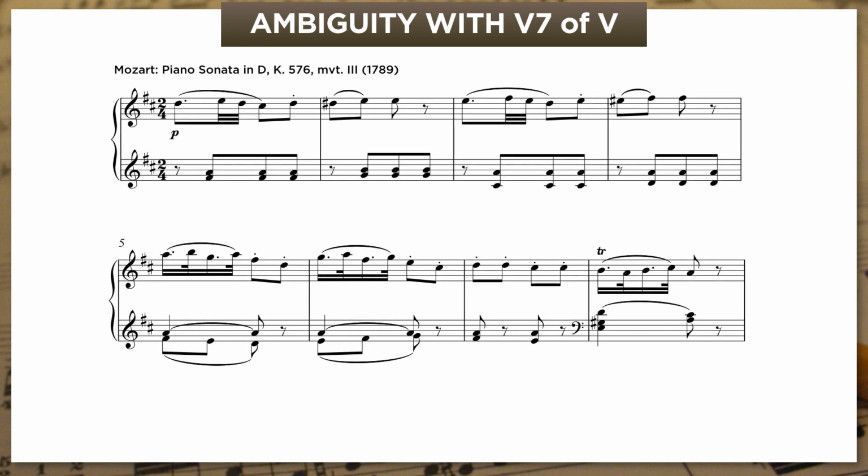Here is the main theme from the last movement of Mozart's last piano sonata. It's in D major, and when you hear it, I want you to ask yourself 2 questions. First, is that last note in the melody, the A natural, scale degree 5 in D or scale degree 1 in A? Second, ask yourself whether the music that comes next feels like it should be in D major or A major.